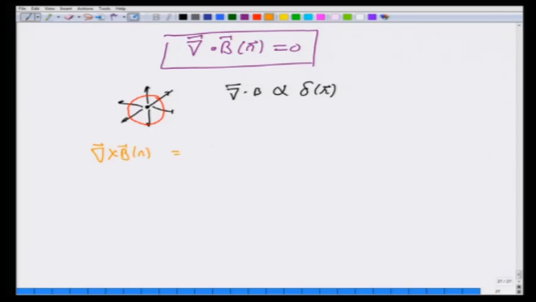Next, let us calculate curl of B directly. So, this is also going to be mu 0 I over 4 pi, curl is with respect to r, integration of dL' cross (r minus r') over |r minus r'| cubed.